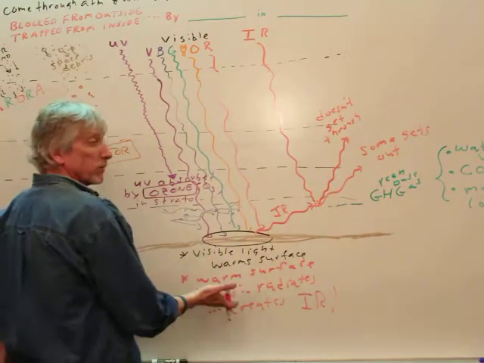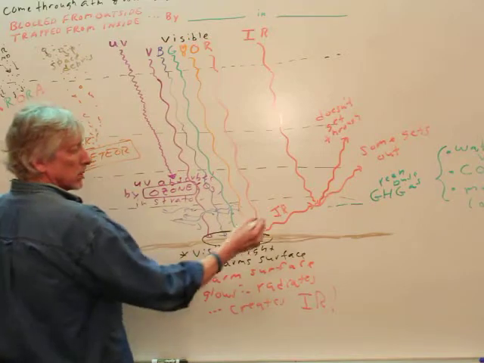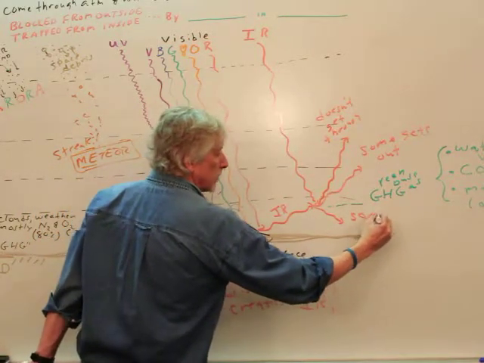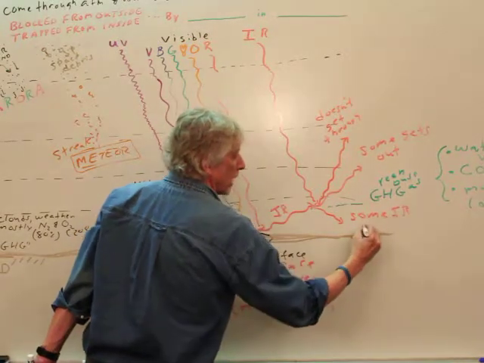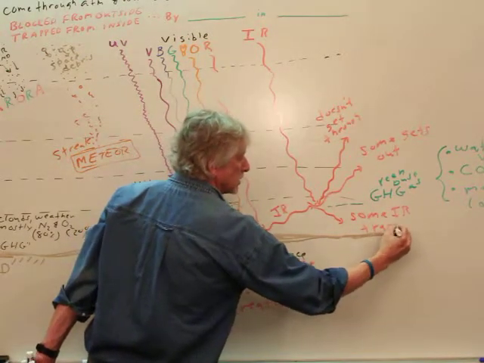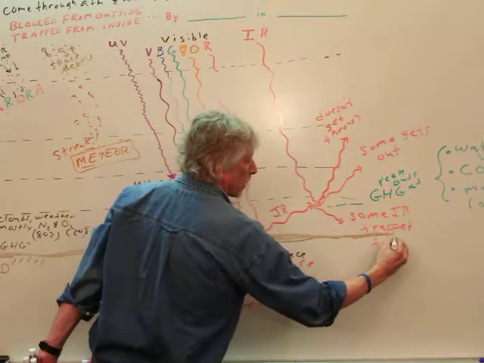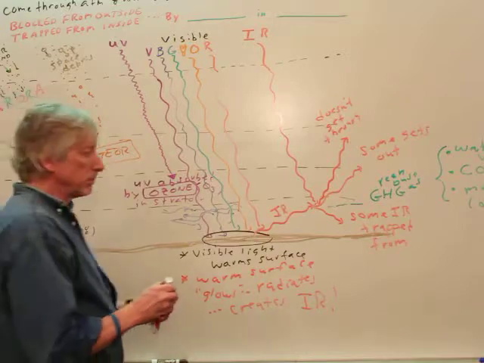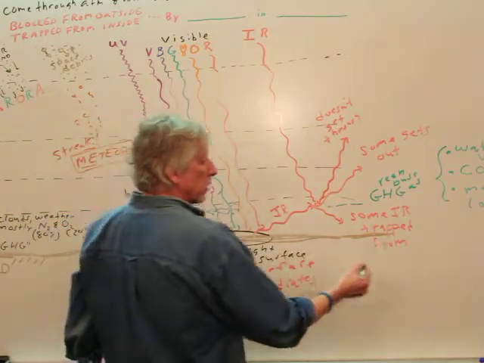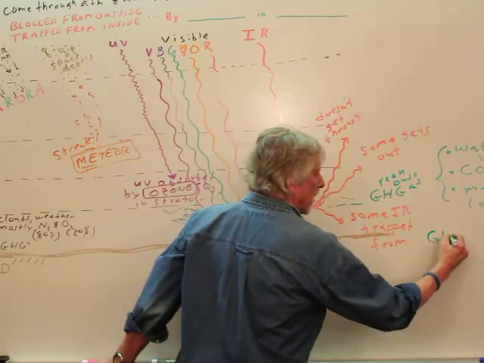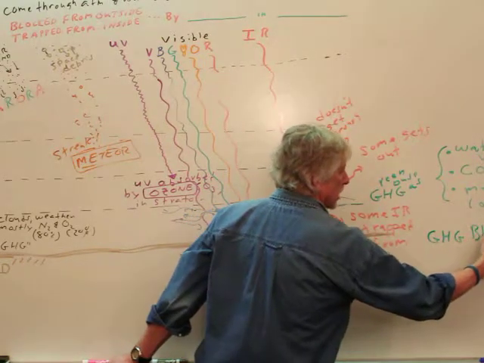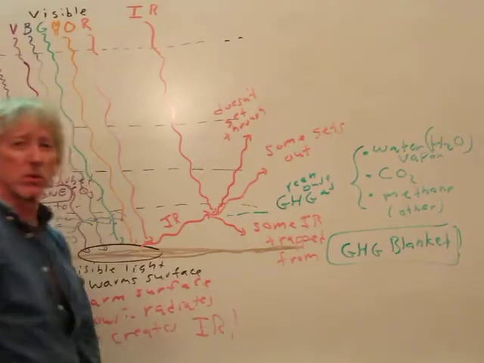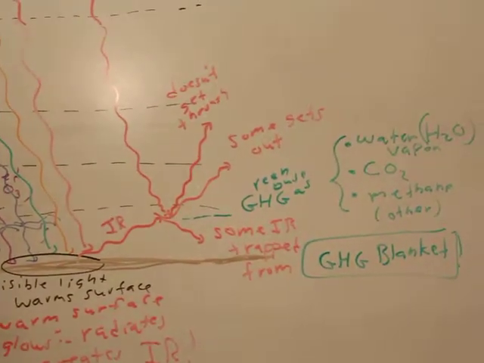So some of that warmth effectively gets out, and some IR is trapped inside from what you can think of as a blanket, an IR blanket, keeping the IR in. So we can think of it as a greenhouse gas blanket. And that's really important for certain worlds. We see different worlds. It's a greenhouse gas blanket.